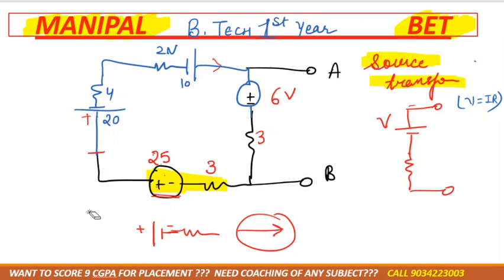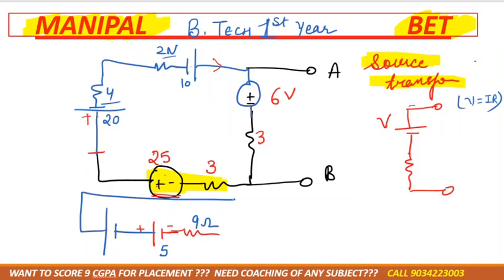The resistance 3 ohm is as it is, and I'll add all the resistances. 3 plus 4 plus 2 is how much? That will become 9 ohm, right? Any doubt up to here? Now this 5 volt battery and this one, it is connected with negative and positive. It is like this or not?